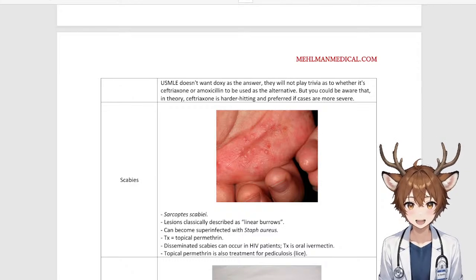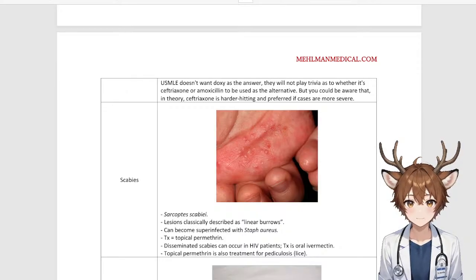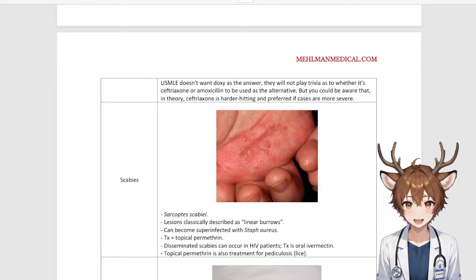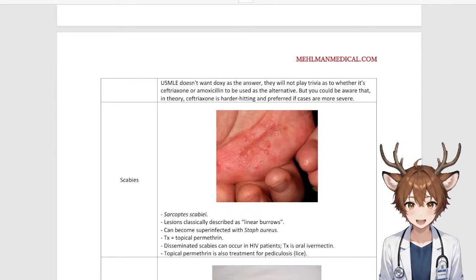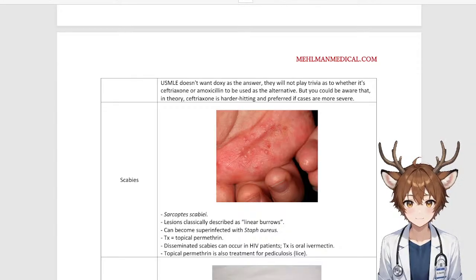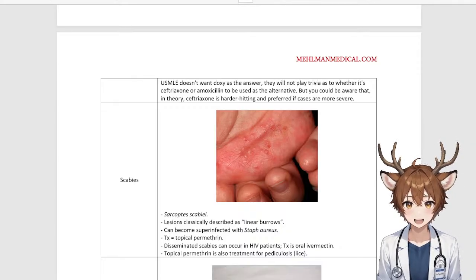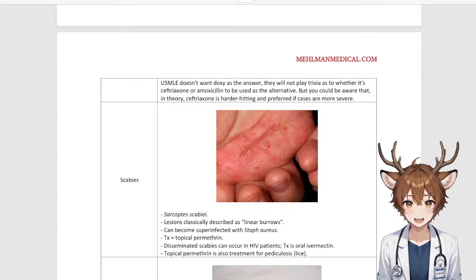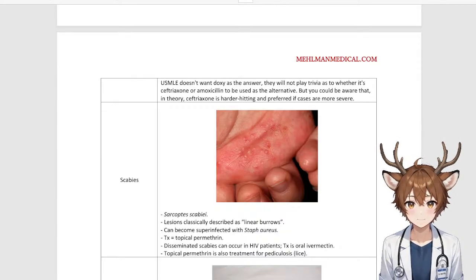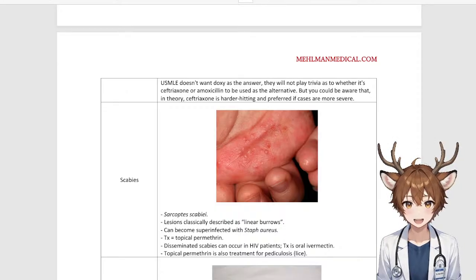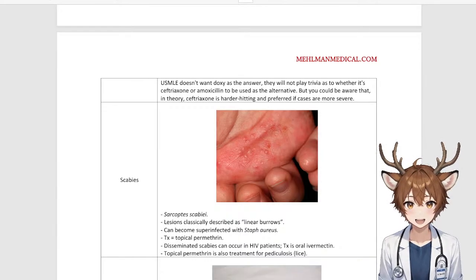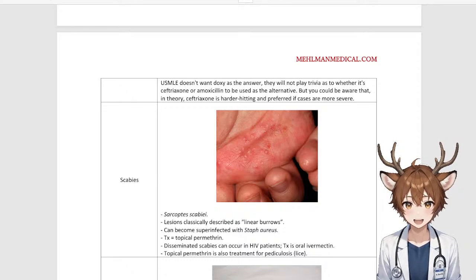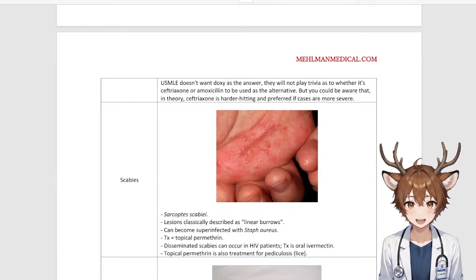So let us continue. Scabies. You can see a picture right there. Scabies, Sarcoptes scabiei. Lesions classically described as linear burrows can become superinfected with Staph aureus. That doesn't sound fun. Treatment would be topical permethrin. Disseminated scabies can occur in HIV patients. Treatment is oral ivermectin. Topical permethrin is also treatment for pediculosis or lice.